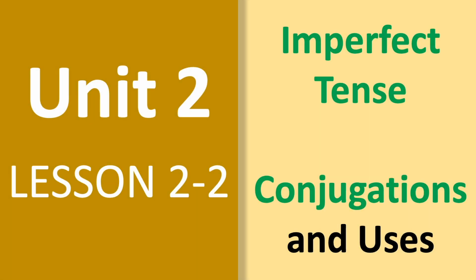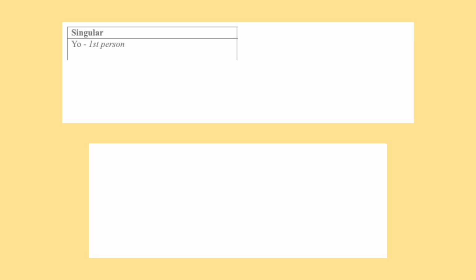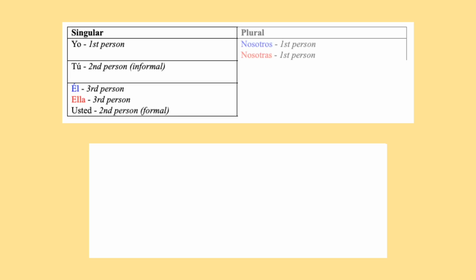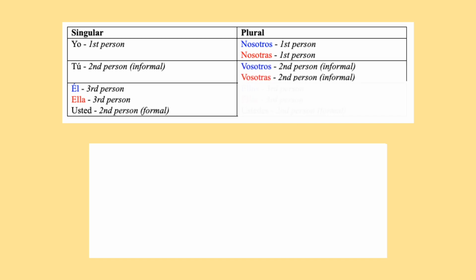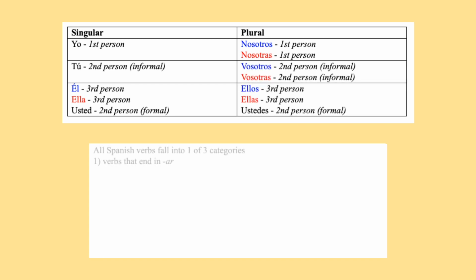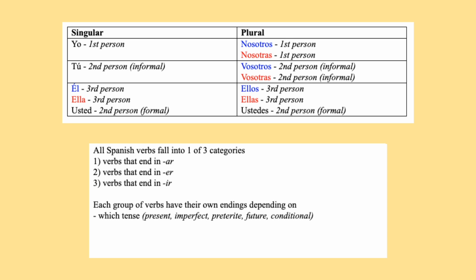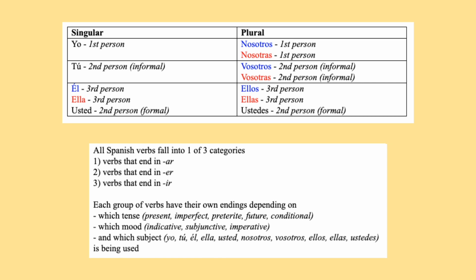Let's take a look at the imperfect tense, its regular conjugations and uses. You should already be aware of all the subject pronouns, which ones are first, second, and third person, and which ones are singular and plural. And you should also be aware of the three verb groups, AR, ER, and IR, and you should know that each group of verbs has its own verb endings, depending on the tense, mood, and subject.